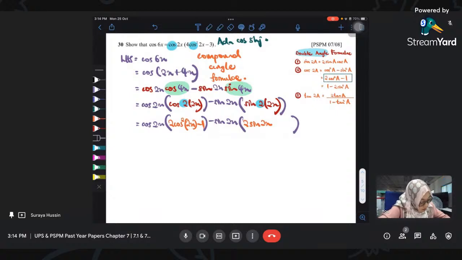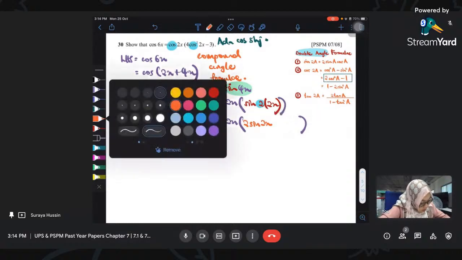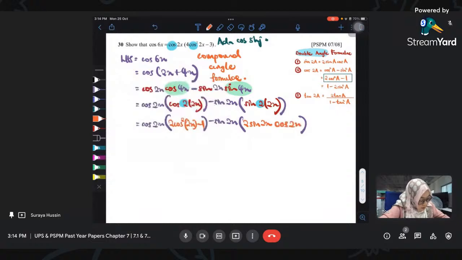Cos 2x. Okay, I hope you really understand that I am trying to apply my double angle formula here. Oh, no, it's here. Okay, and here also.